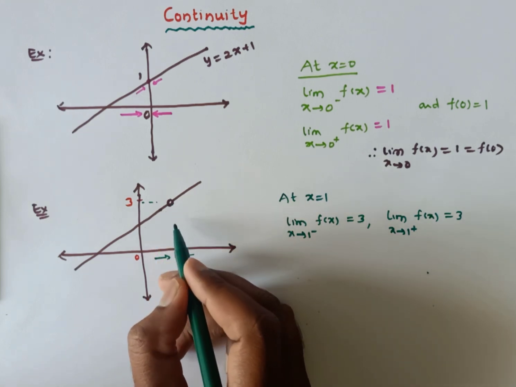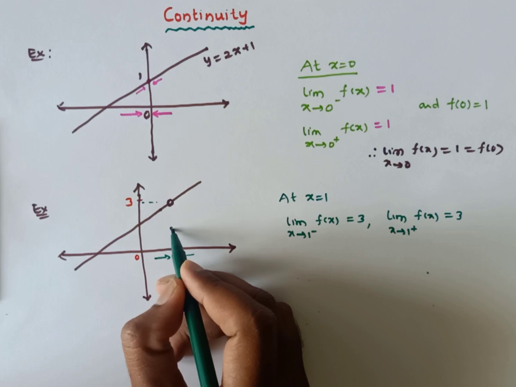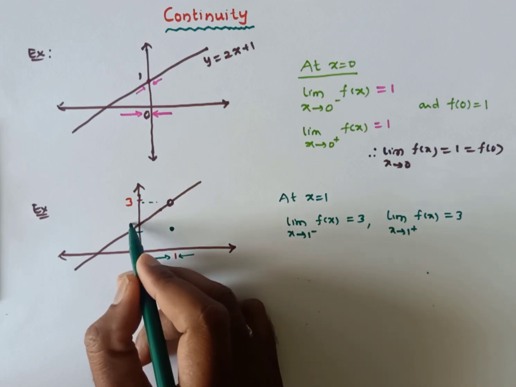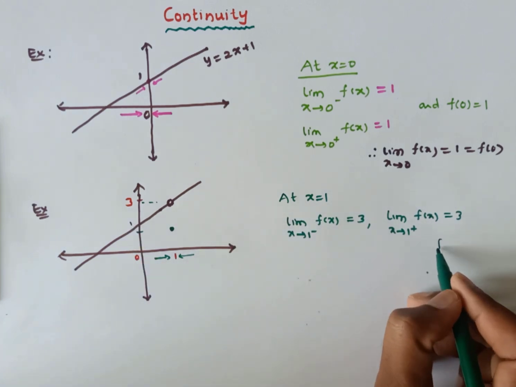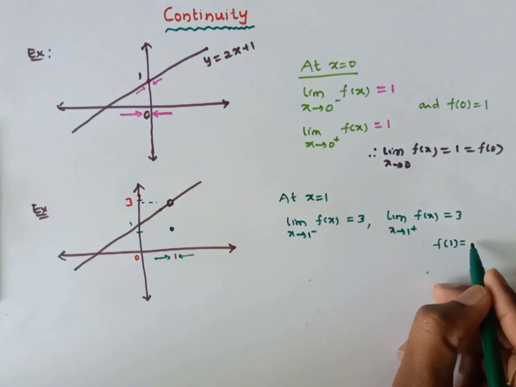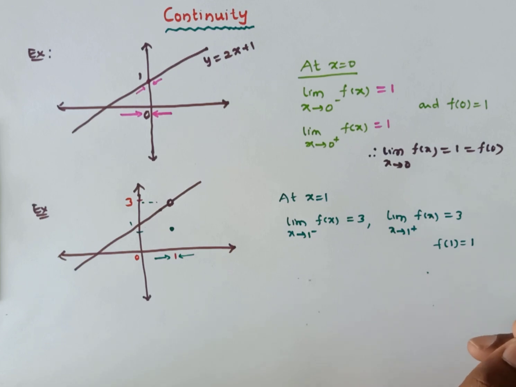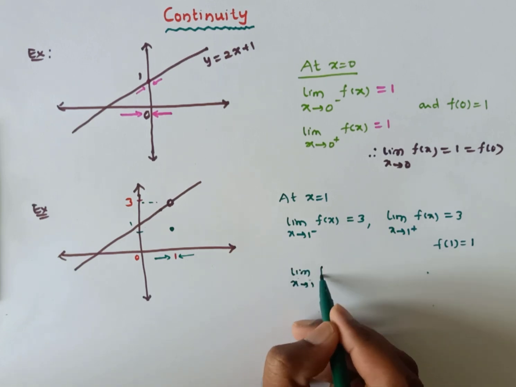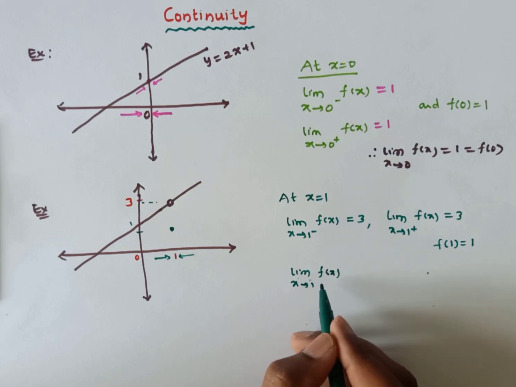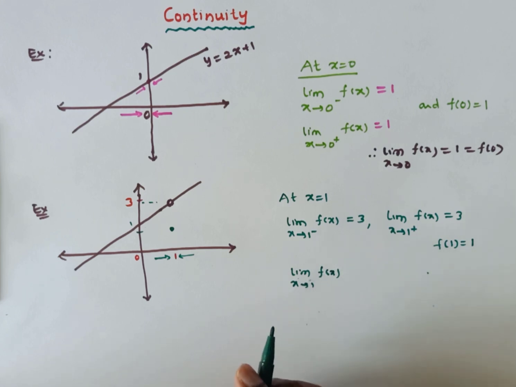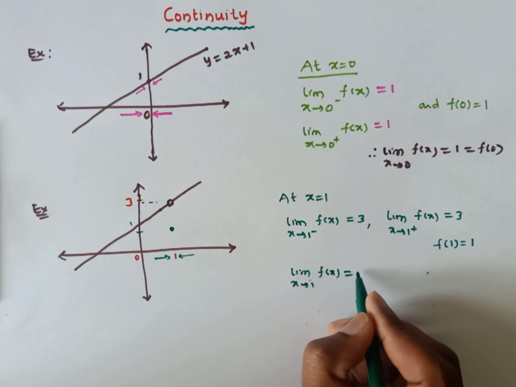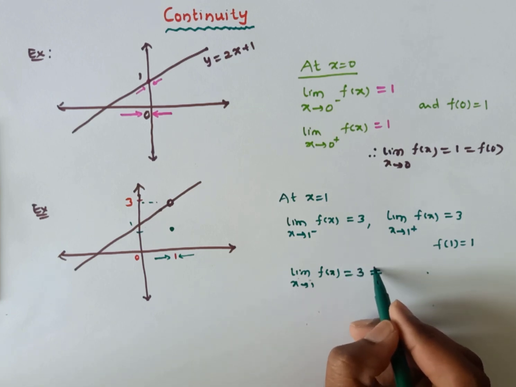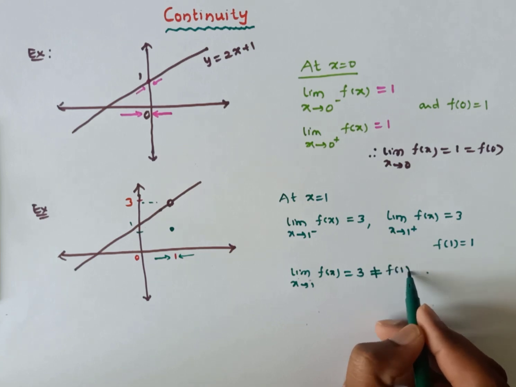Now, for example, the function value is defined. See, here there is a hole. The function value is defined here, let it be 1, which means f of 1 equals 1 is defined. So here, does the limit as x tends to 1 of f of x exist or not? For the limit to exist, what do we need? Left and right both must exist and be the same. So they exist and are equal to 3. But here, this limit value is not equal to the function value.